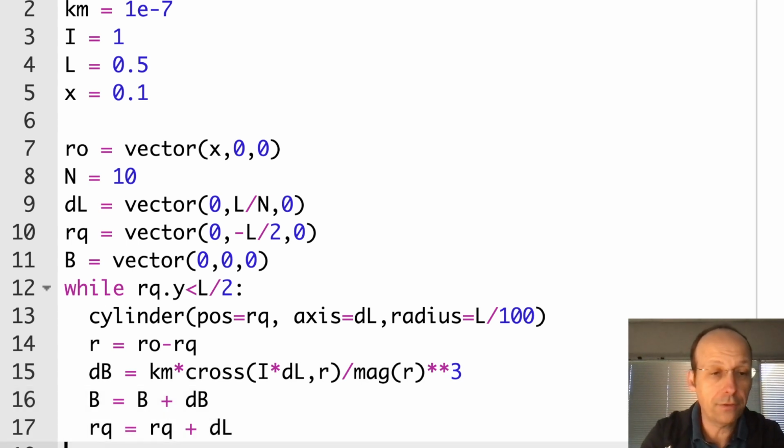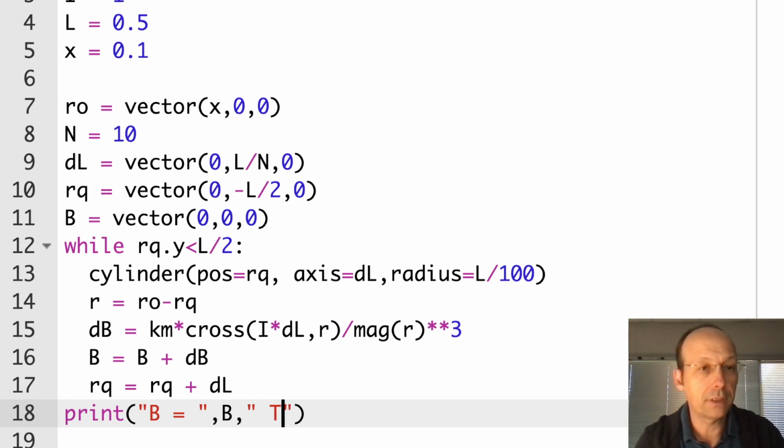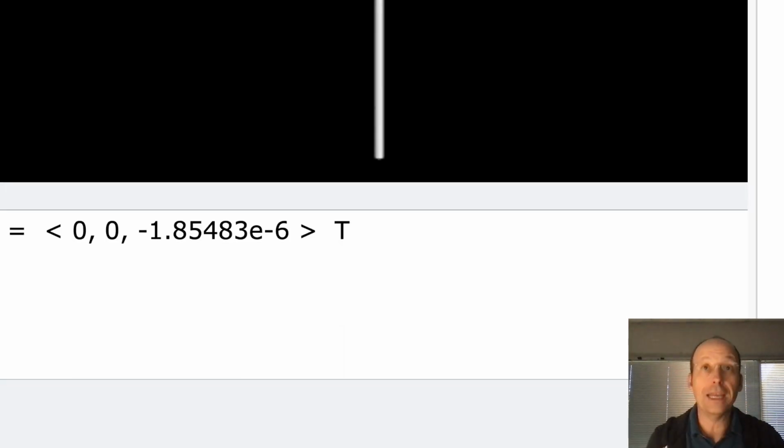Now let's print that out. Let's see if it works. And you can't even see that. I don't know why. Print B equals B, Tesla with units. Let's see if this works. There's my wire. There's my magnetic field in the Z direction, just like we said. I never told it Z direction. We get that from the cross product.